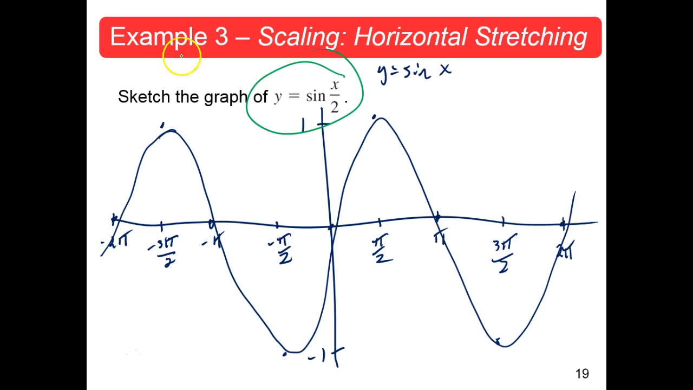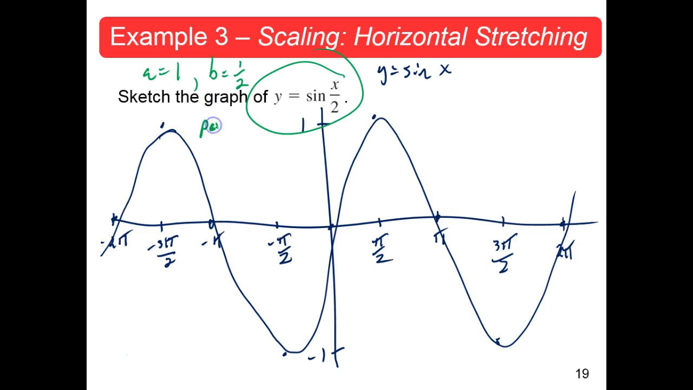In this one, what's your A? 1. Okay, what's your B? Not quite. It's 1/2. It's the coefficient of the x. That's your B. They don't have a C or a D, so those are both zeros. Okay, the A is 1, meaning amplitude 1. We're not going to change the amplitude at all. But what does B influence? The period.